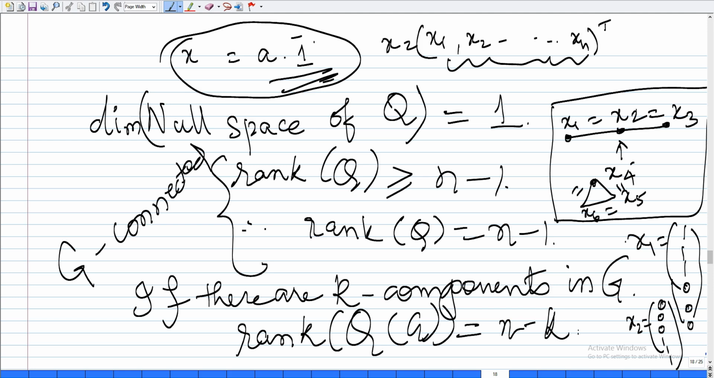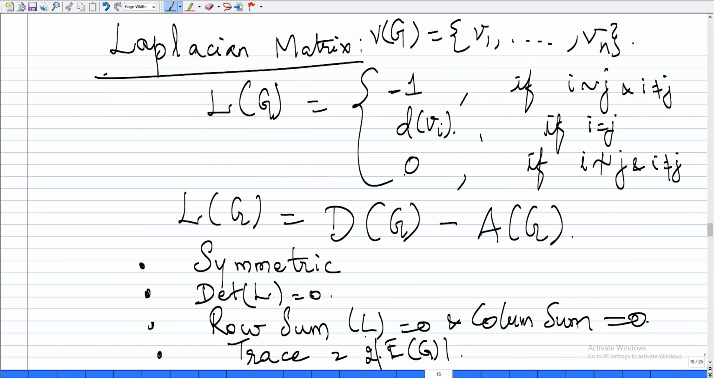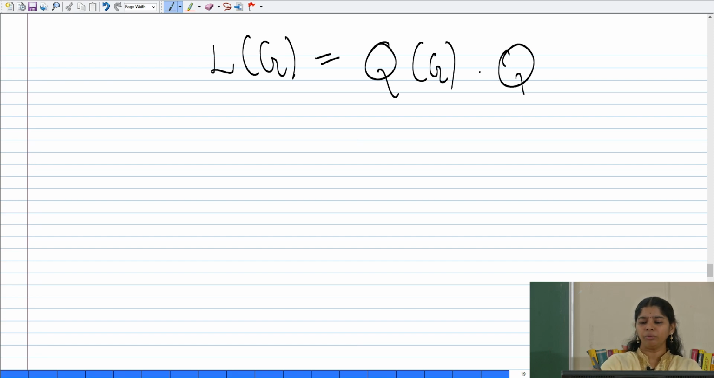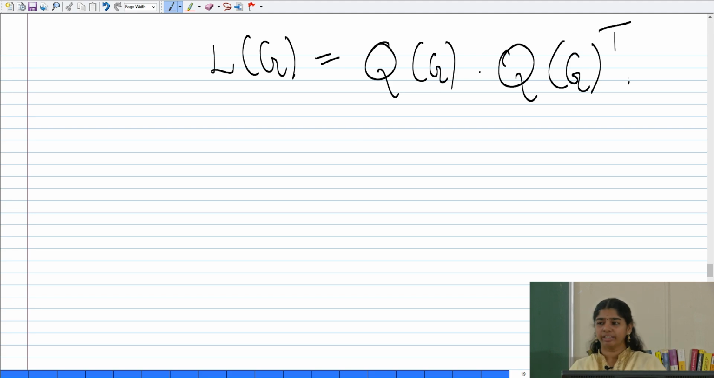So, now we will digress from here and go back to the Laplacian. The idea of going back here is that I want to give you another representation, okay. With this Q in mind, if I want to represent my Laplacian, how can I represent it? I will give you the answer, and we will think about it. L of G is also equal to Q of G into Q of G transpose. Okay. So, a product of two rectangular matrices. The first is of order n by m, the second one is of order m by n. So, we will get an n by n matrix.